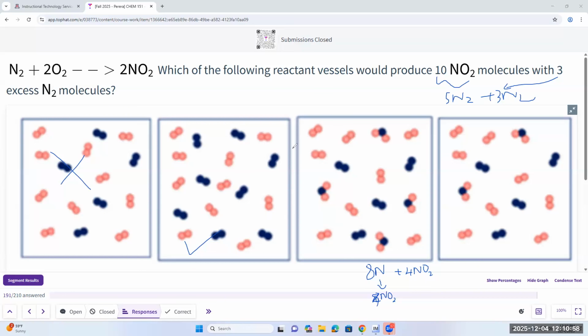This is not going to produce 3 nitrogen excess molecules in this. Therefore, this is out. And then the last one is clearly out as well, because you don't have enough nitrogen to begin with.